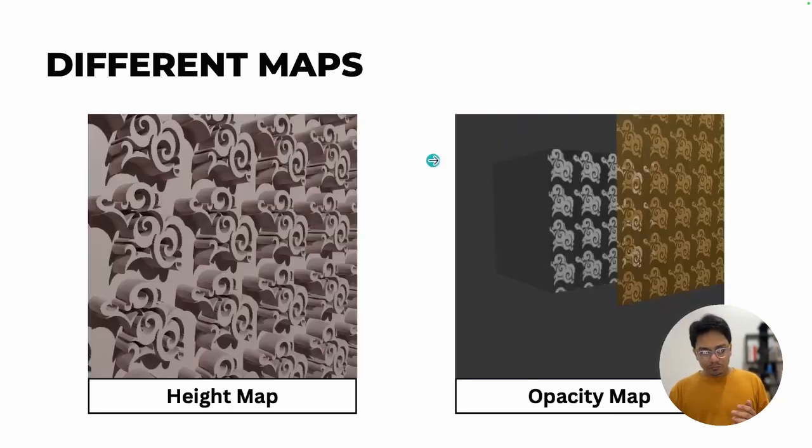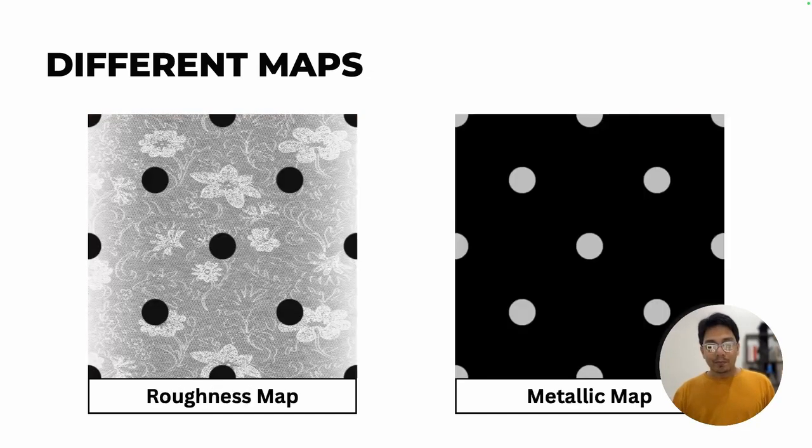And height map is a black and white image. It's a black to white, or it can be gray also, okay? So it's a black and white map. Same with opacity. Now you can see roughness is also a black and white, right? Same goes with metallic also. Metallic is black and white.